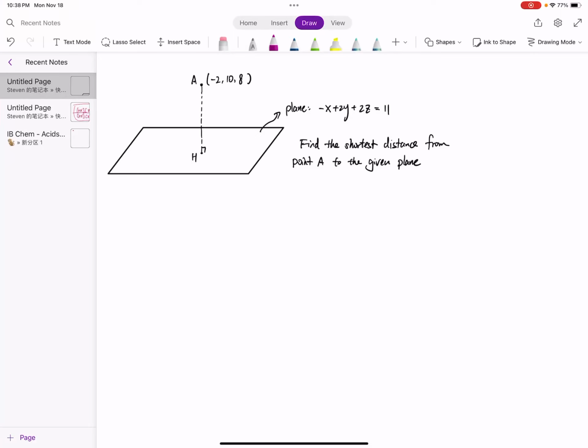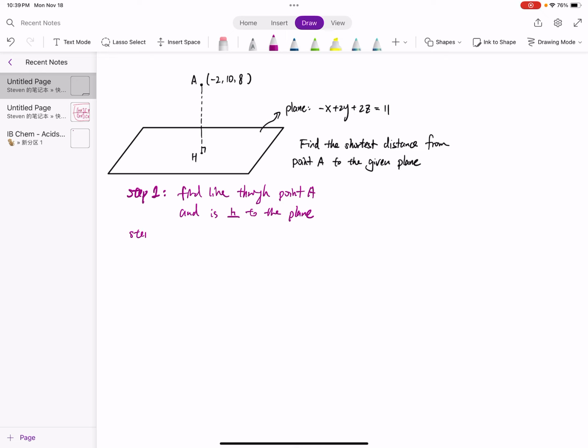Okay, so this is a question in the vector chapter that requires finding the shortest distance from a point to a given plane. Usually they ask you in separate steps, but if you look at this question, you need to break it down into at least three major steps. Step one, we find a line that goes through the given point A and is perpendicular to the plane. Then we say this line intersects the plane at point H, because that gives you the shortest possible distance.